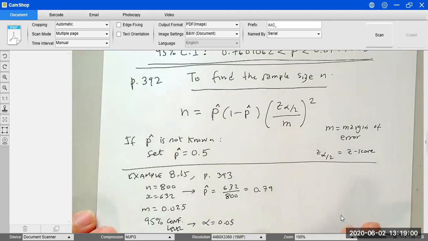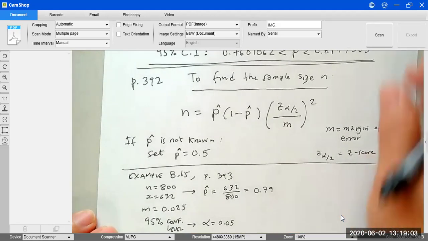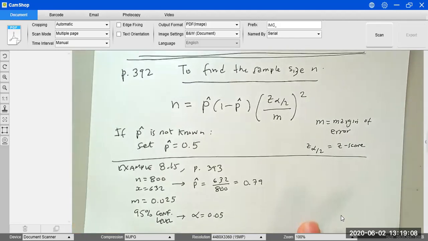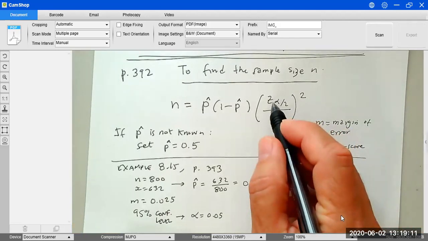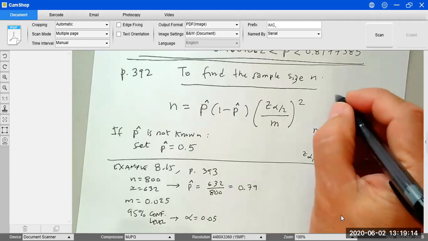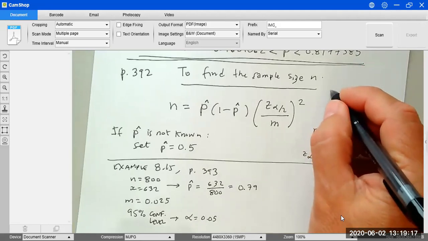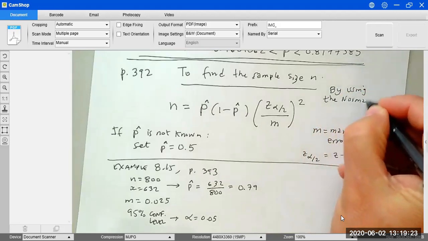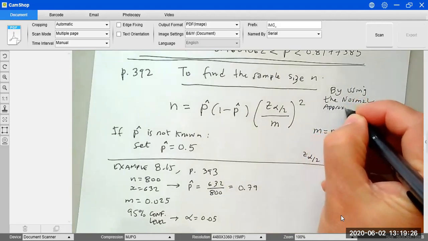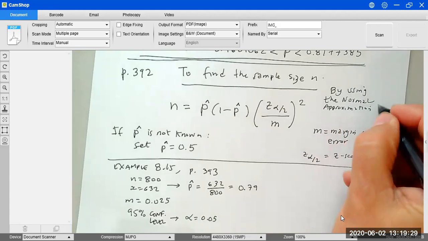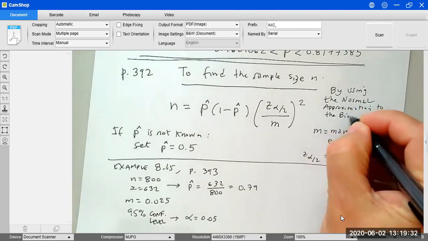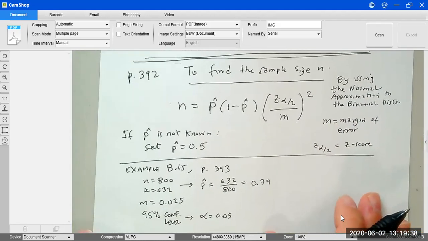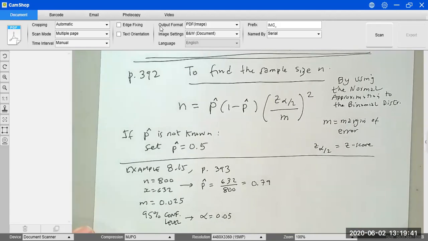So first we need to find the corresponding z-score for this alpha. So remember, this formula is based on the normal approximation. So this is by using the normal approximation to the binomial distribution. So we are using the normal approximation to the binomial distribution.